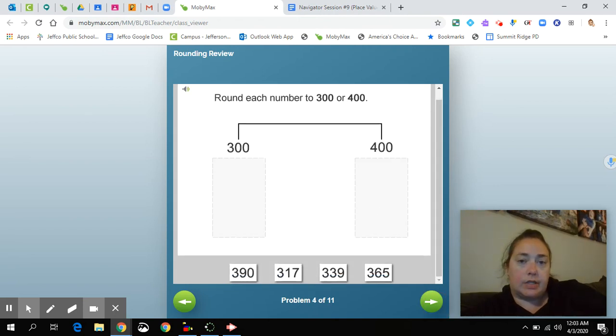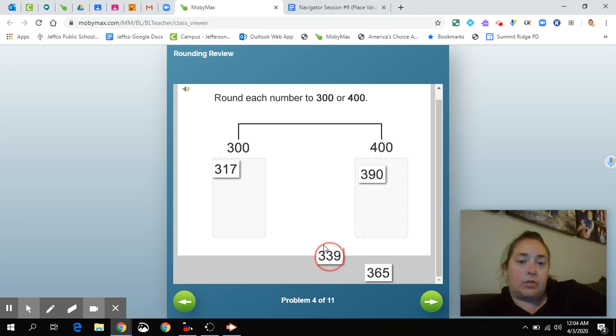And so we're going to practice these. 390 on the number line would be further to the right, close to 400. 317 would be over here. 339, halfway was 350, so 339 is going to be less. And 365, well, 350 is in the middle, so 365 would be somewhere to the right. And so this one's going to go to 400.